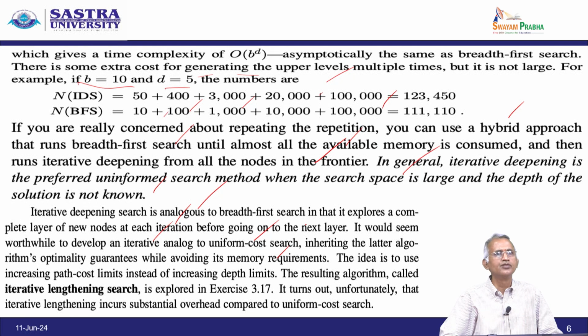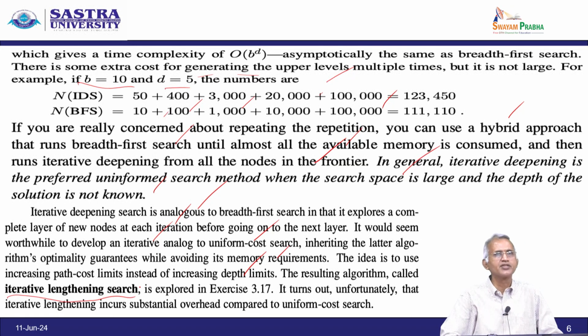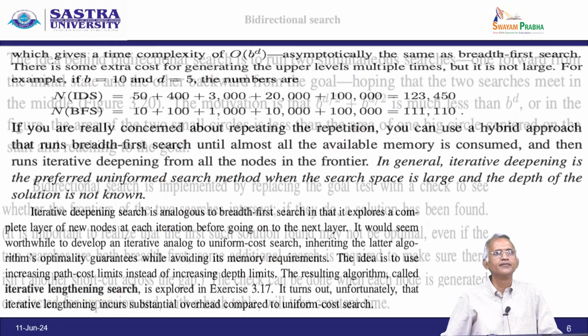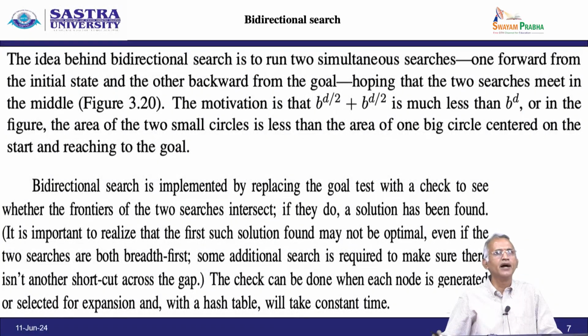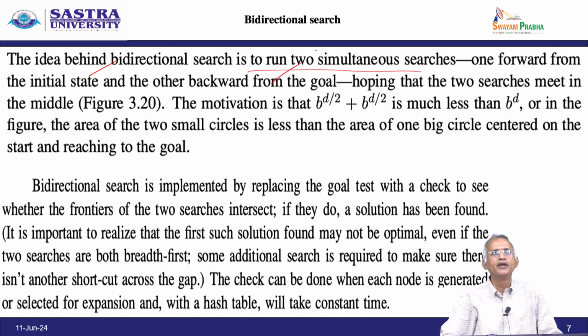So, the idea is to use increasing path cost limits instead of increasing depth limits. The resulting algorithm, called iterative lengthening search, is explored. It turns out, unfortunately, that iterative lengthening incurs substantial overhead compared to uniform cost search. So, the idea behind bidirectional search is to run two simultaneous searches, one forward from the initial state and the other backward from the goal, hoping that the two searches meet in the middle.